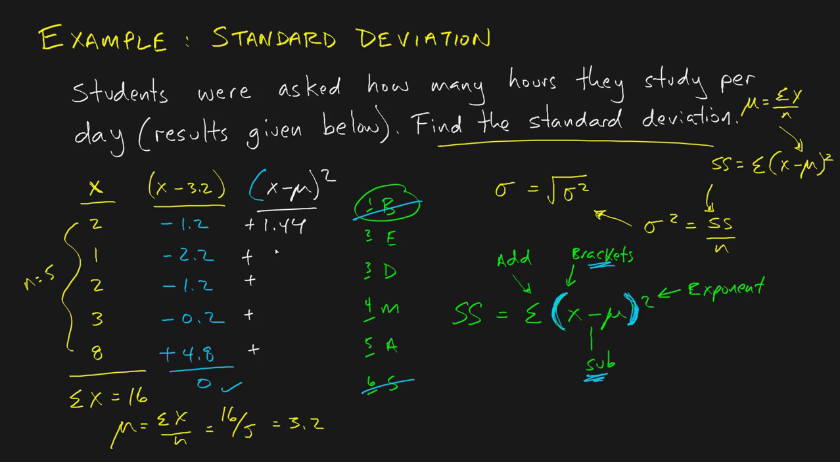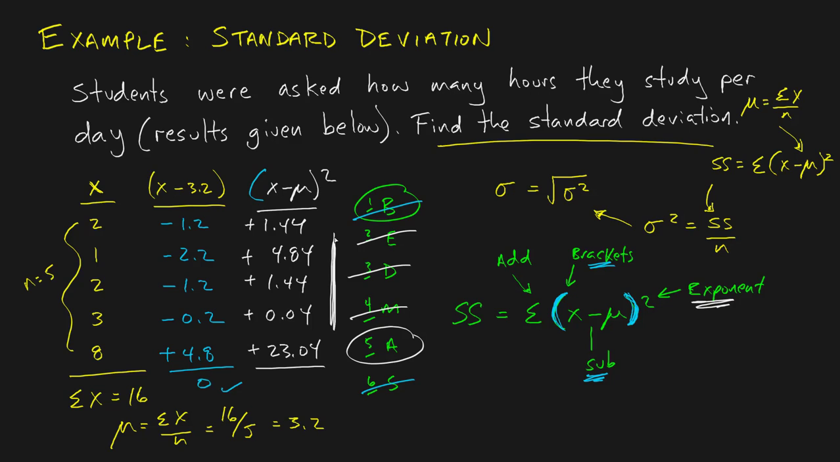2.2, when you square that, it's 4.84. Negative 1.2, it's the same as what we had up here, 1.44. Negative 0.2, that's positive 0.04. 4.8 gives me 23.04. So now I have dealt with the exponents. There's no division here, there's no multiplication, the only thing left is addition. So I'm now going to add that column up. That's going to give me my sum of squared deviations, my sum of squares. And when you add up this column here, it comes out to be 30.8.